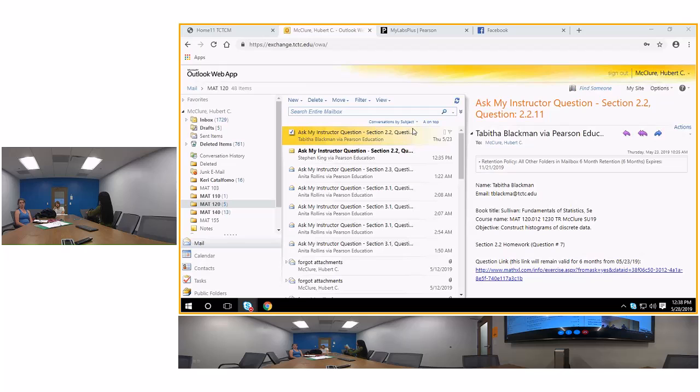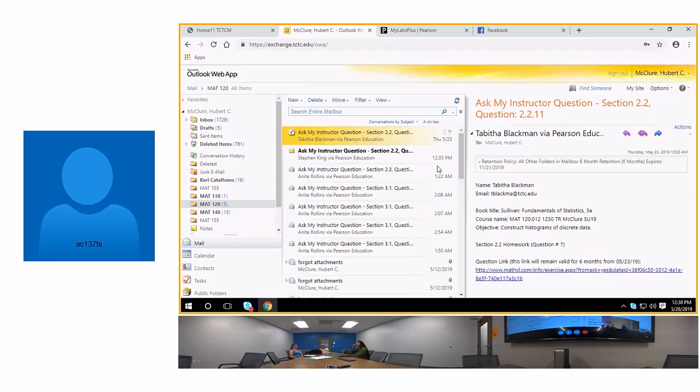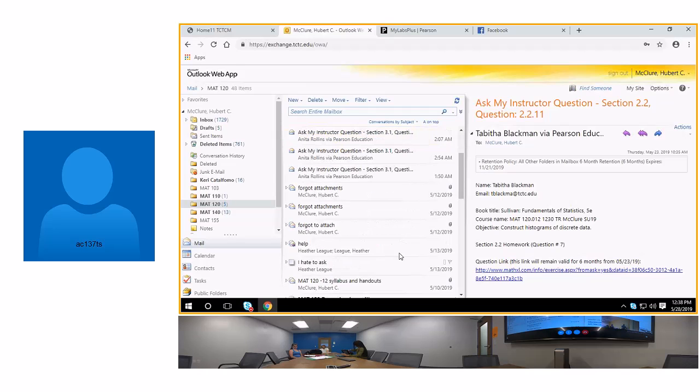Let's see if I can order by subject. I think they're already in order. Good. So we'll go down this way, and that way. I thought I had more than that, but I guess not.